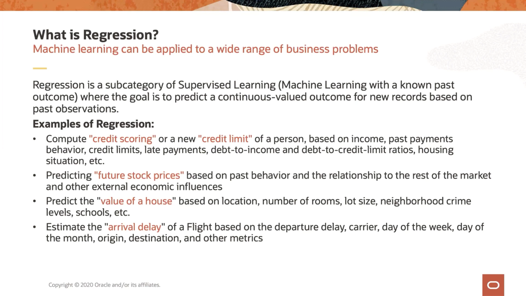And finally, one of the most classical ones, something that people have been playing with for a while, is trying to estimate the arrival delay of a flight based on the departure delay, based on the carrier, based on the day of the week and the day of the month and the origin and destination of the flight and other metrics that you can find. So again, those are all values that are continuous.